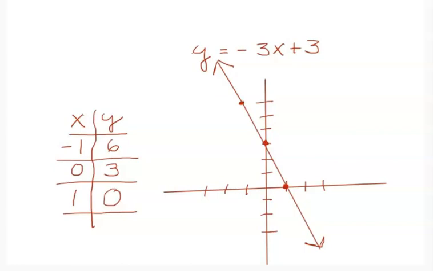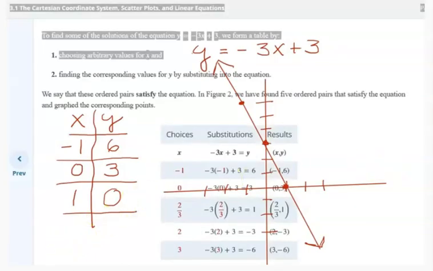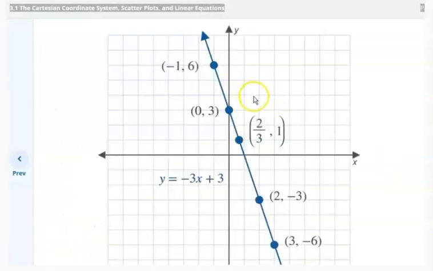All right, we'll go on here. And the slide shows a proper graph of it on grid lines. And hopefully you have something like that for your notes.